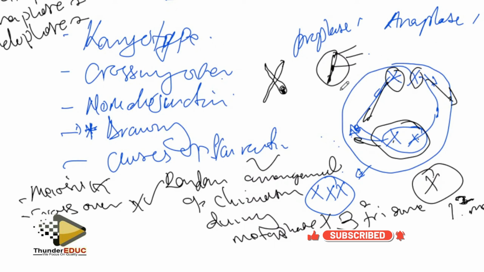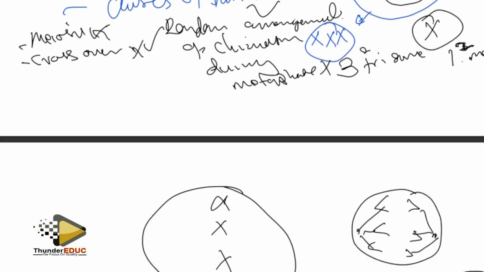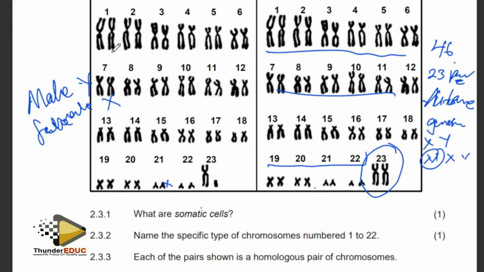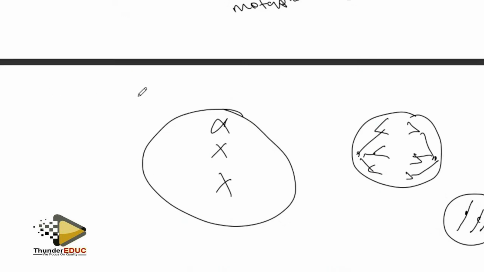Question. What is the importance of meiosis? The reason why we have meiosis is to halve the chromosome number, so that this doubling effect is avoided. You remember the sperm, let me show you.